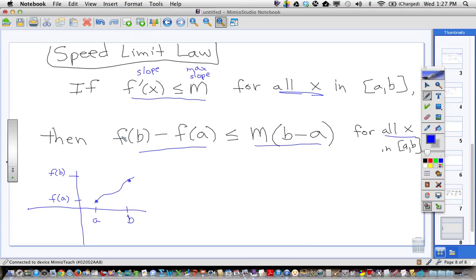Okay, so here we go. What did we say f of b was? That's this y value. f of a is this y value. What's this y value minus this y value? Now remember, we're talking about slopes. What's this minus this?